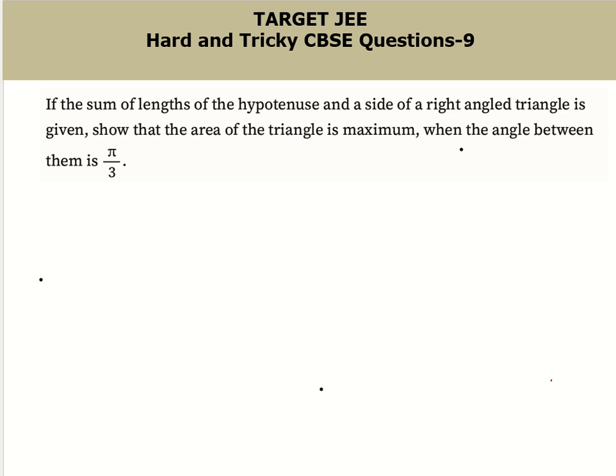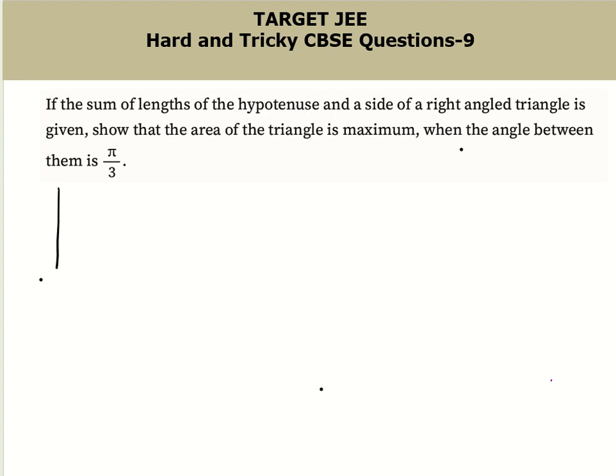In our hard and tricky CBSE question series, today we are going to do question number 9. The sum of the lengths of the hypotenuse and the side of a right triangle is given. Show that the area of the triangle is maximum when the angle between them is pi by 3. So we are given a right triangle.